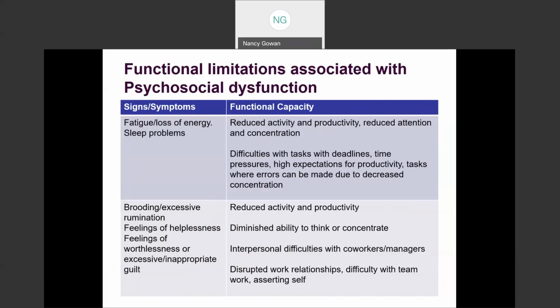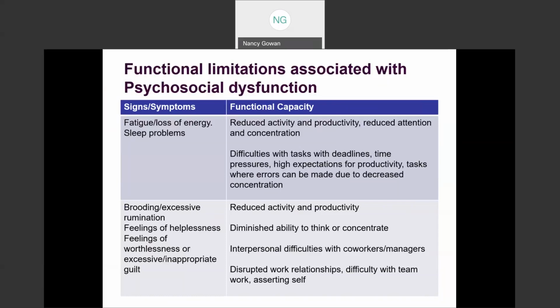A sign or symptom might be being very fatigued, loss of energy, or sleep problems. Functional capacity in the workplace may show up as reduced activity and productivity, reduced attention and concentration, difficulty again with tasks with deadlines, time pressures. That's where errors might be made due to decreased concentration.